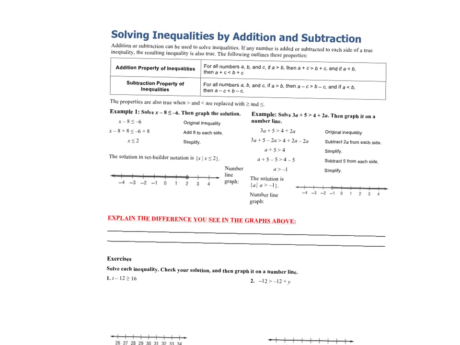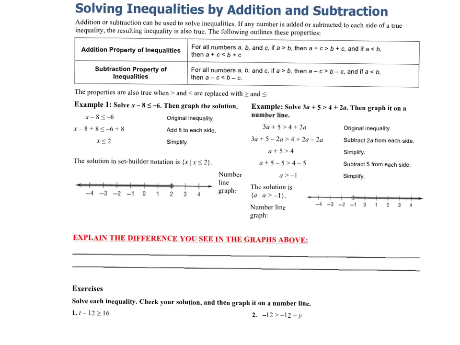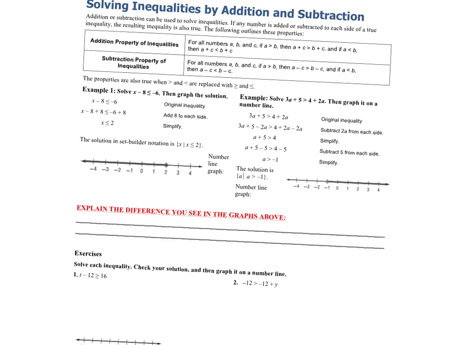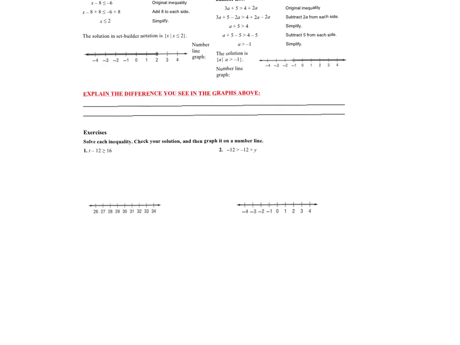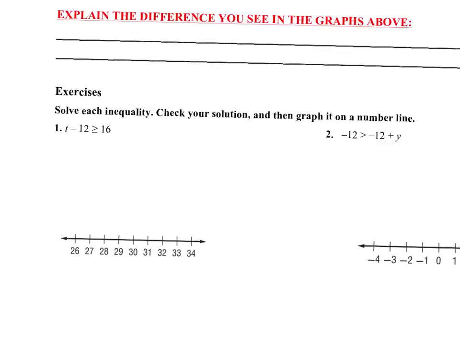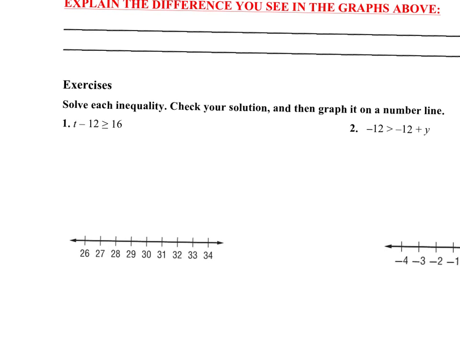So we're looking at solving inequalities by addition and subtraction. A couple little things to note here is that when you're dealing with just a regular equation, I'm going to go to where the exercises are, and we'll look at number 1. If I actually solve this equation, let's say I had t minus 12 is simply equal to 16. Everybody in the room, I think, knows that I'm going to add 12 to both sides, and hopefully what I get is t is equal to 28.